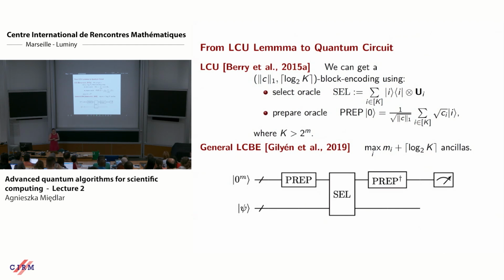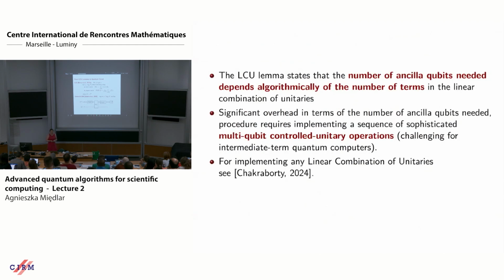You need the select oracle and prepare oracle. And the cost associated with that is proportional, of course, to the ancilla qubits that you're imposing, that you need to block encode every one of the elements. So these are the two results, again, in terms of building a circuit and turning it into something practical. Those two papers here by Berry and Childs and Gilyén are the resources that you may find useful.